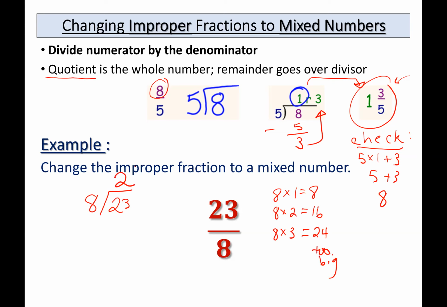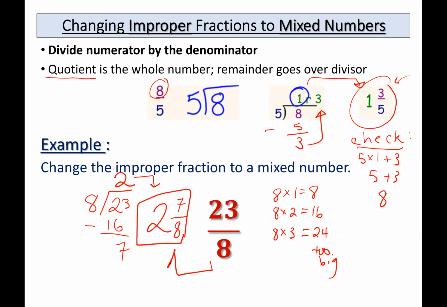So we'll say 2 for our answer. 8 goes into 23 2 times. Then we multiply. 2 times 8 is 16. So I'll subtract. 23 minus 16 is 7. So putting it all together in our final answer, as a mixed number, we would write 2 for the whole number. And then for the fraction, we'll put the remainder over the divisor. So 7/8. Okay, so 23/8 changes to 2 7/8 for our final answer as a mixed number.